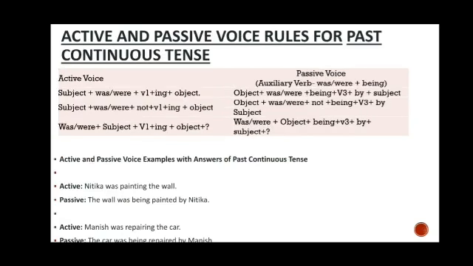Now see continuous, past continuous: subject, then was/were, then verb first, then ing, then object. Okay. While we are changing it, तो क्या होगा? Object will come first, then was/were, then being. क्यों? क्योंकि हमने आपको बताया है when we are writing continuous, then being, और जब perfect की बात करते हैं तो been होता है. Verb third, then by, then subject. Okay. And while you are changing in negative, तो बीच में not आ जाएगा, as it is, बाकी वही रहता है.